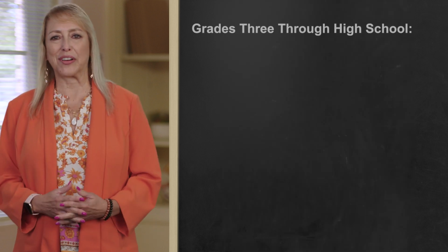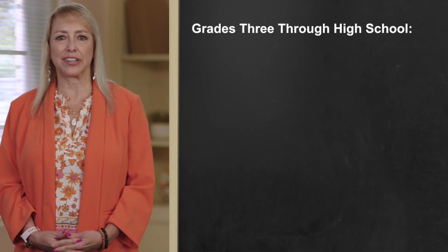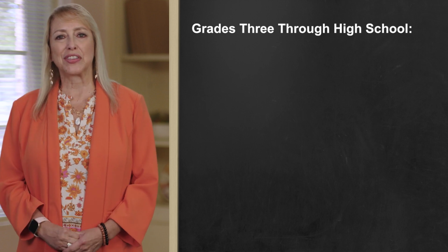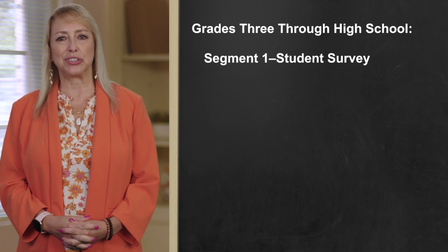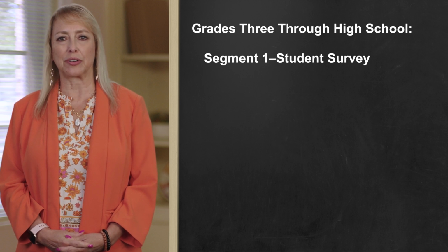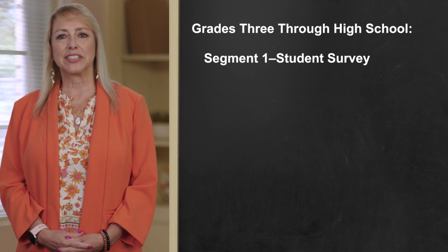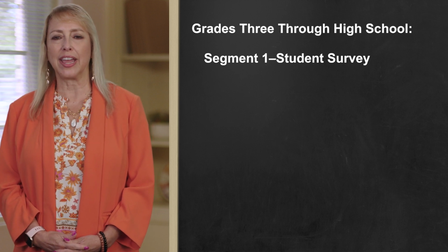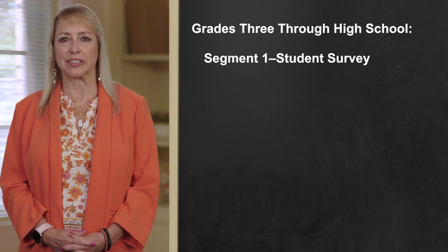Now let's talk about how the test is configured. The CSA consists of 3 segments. The first segment consists of a student survey comprised of 3 student-specific demographic questions. The test administrator should guide students through this survey as accuracy is important.